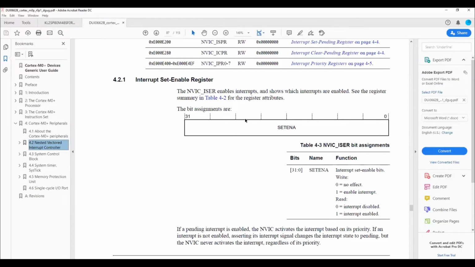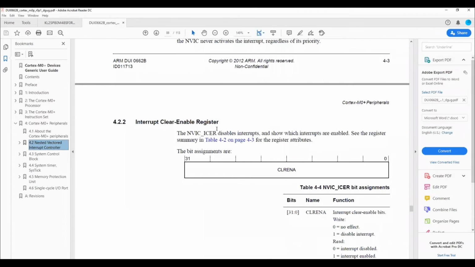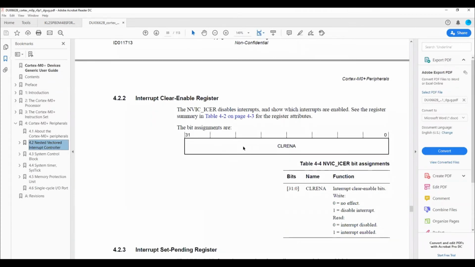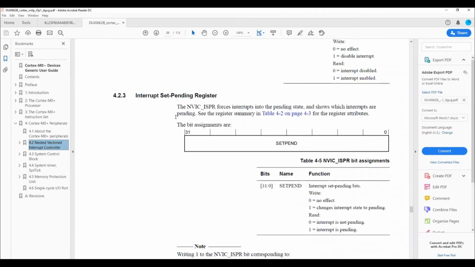So here you have 0 to 31 bits, that means 0 to 31 interrupts. If I make 0 as 1, the lowest significant bit as 1, whatever is connected to that 0th interrupt is enabled. That is the meaning of it. Similarly, the other register is the clear enable register, and you can use it to clear whether you have enabled those registers.